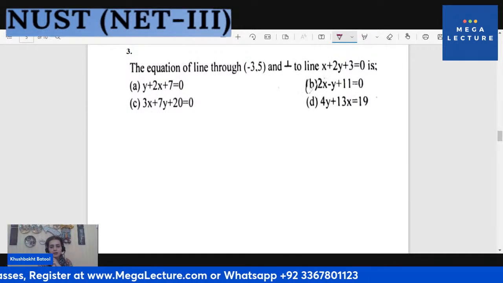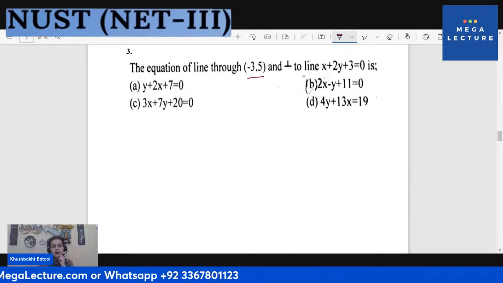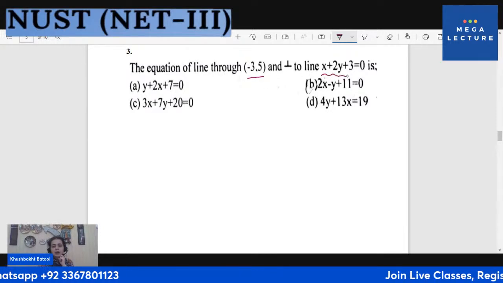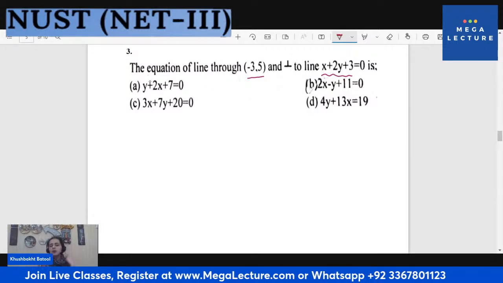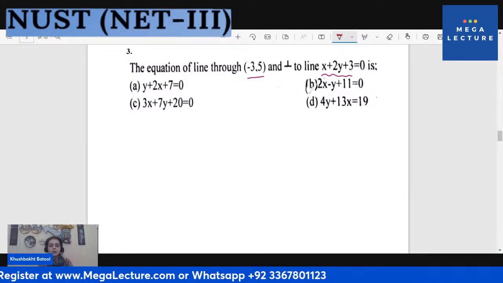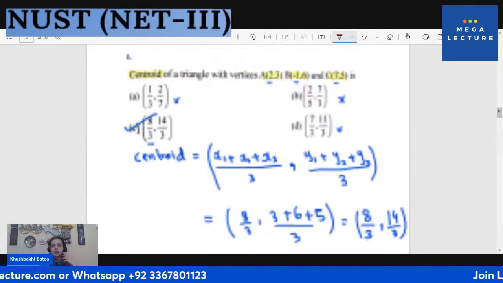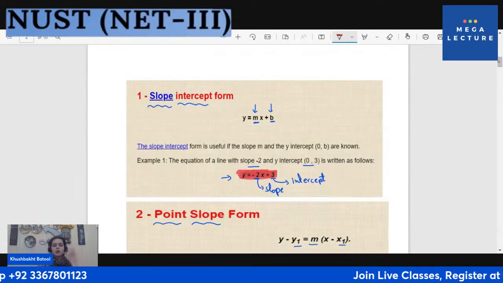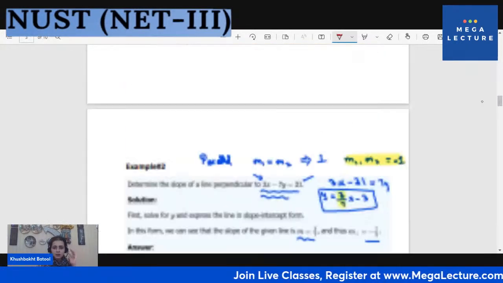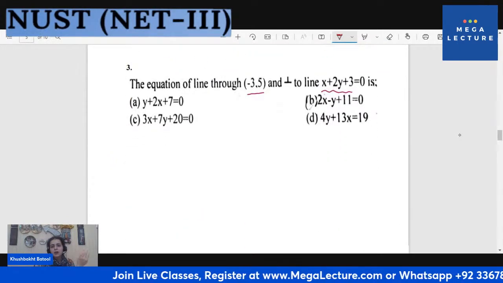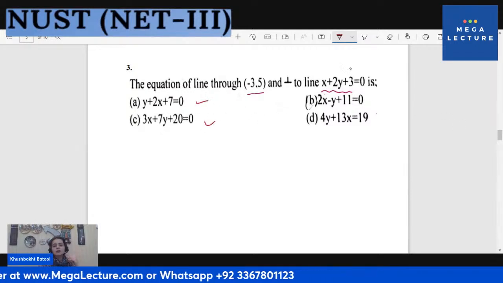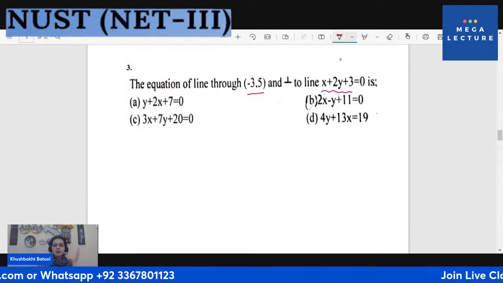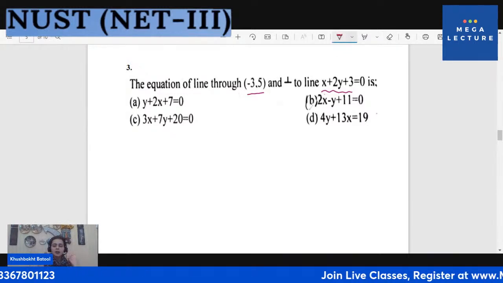The equation of line through minus 3, 5 and perpendicular to line x plus 2y plus 3. Now students, one thing should be clear. Whenever you have been asked to find the equation of a line, we know we have multiple ways. We have slope intercept form, then we have discussed point slope form and so on. So it is completely your choice. You can start off with the point slope form, you can end up with the slope intercept form, but in all the options we have this form, right? So we will just find the equation first and then we'll try converting it to this form and then we'll find the answer.